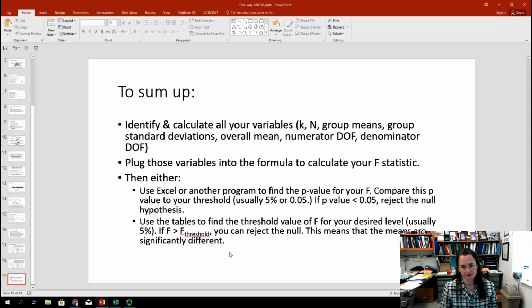You can also, if you don't have access to a program like Excel, use tables to find the threshold value for your F statistic for your desired level, usually 5%. And then, if your F statistic is larger than the threshold F statistic, you can reject your null hypothesis because that means the means are significantly different. Okay, that's how to perform a one-way ANOVA.